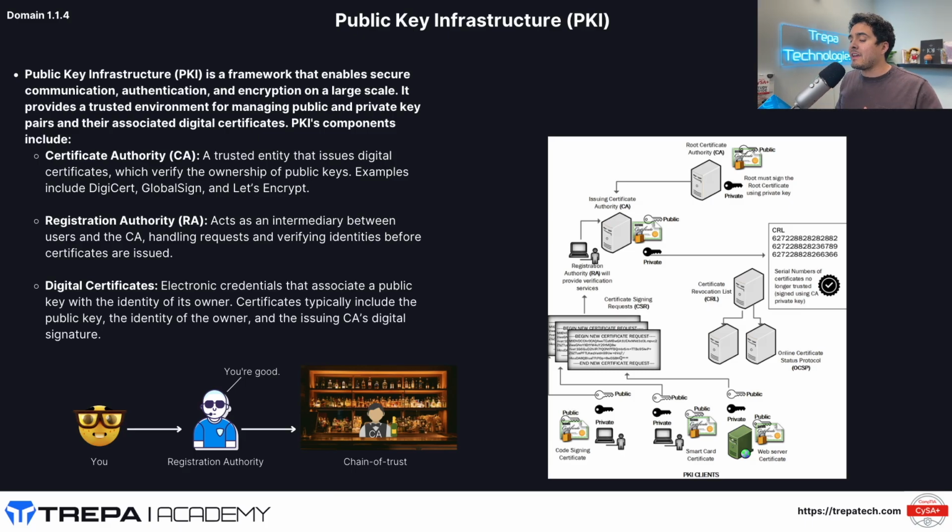Then we have an RA, a registration authority. That's going to act as an intermediary between users and the certificate authority, handling requests and verifying identities before certificates are issued. And then we have the actual digital certificates, which are going to contain our public keys.